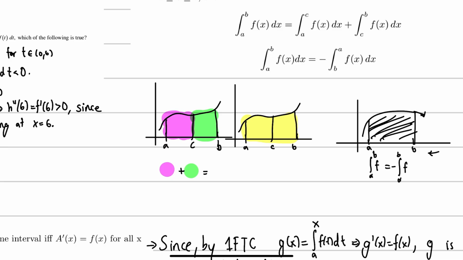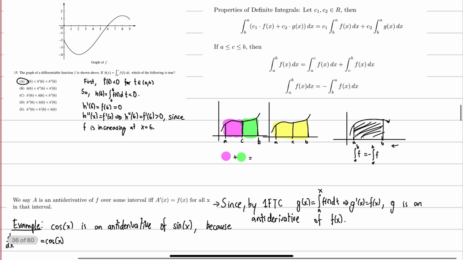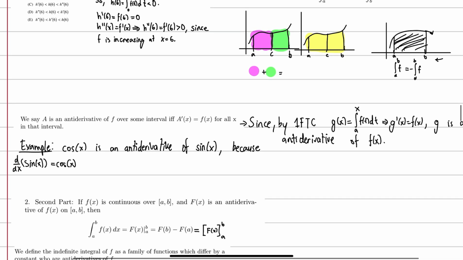And of course, if we want to switch the bounds of integration, we just put a negative sign. Let's say we're integrating from A to B. If we want to integrate from B to A, we'll just flip the sign and put a negative sign in front. And we'll define an antiderivative now. A is an antiderivative of F over some interval, but that doesn't matter, if A prime is equal to F. Pretty simple. A is an antiderivative if the derivative of A is F.